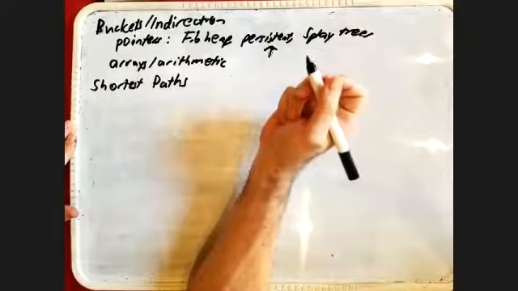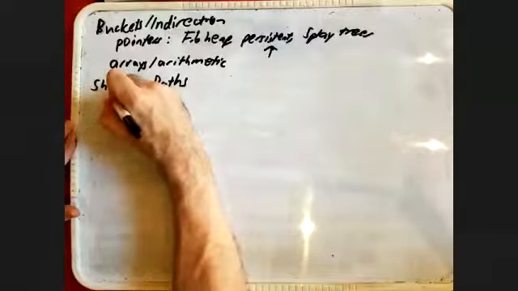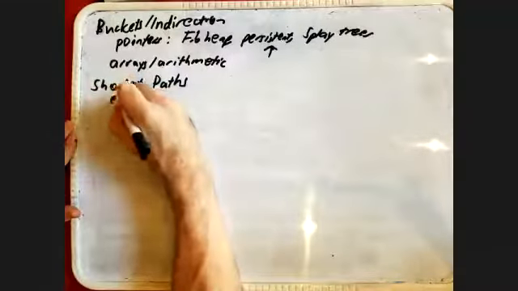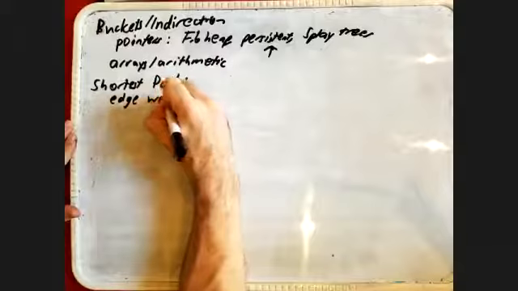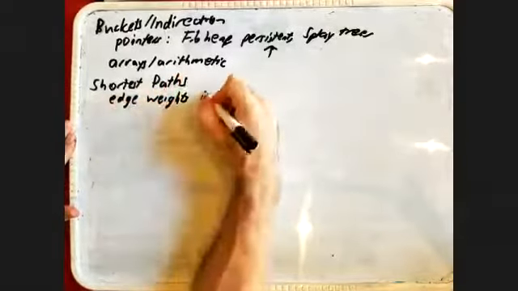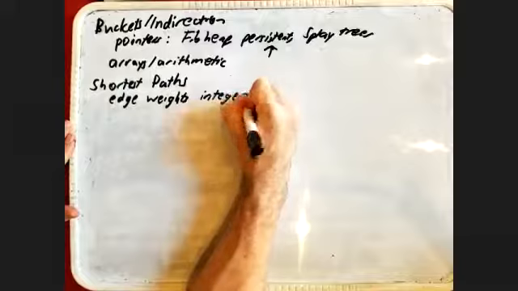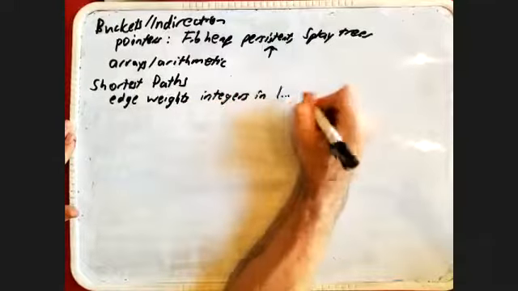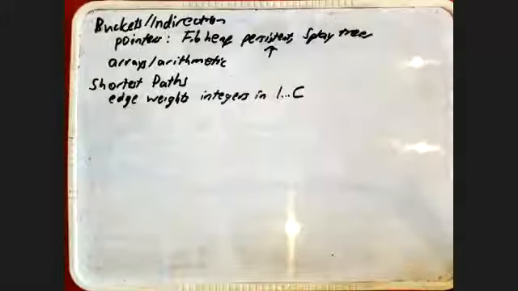But I'm going to look at a special case. I'm going to assume that all of the edge weights are integers in the range from 1 to some large constant c. Okay. So this is a restriction. So I can use any of the existing shortest path algorithms to find shortest paths, even when the edge weights are small. But I'm going to show you that you can do better when the edge weights are small. Okay.